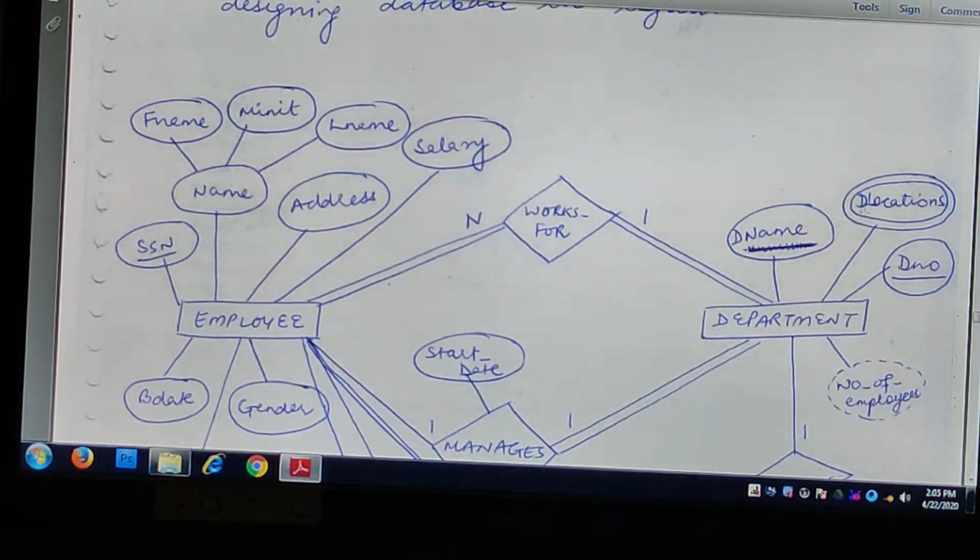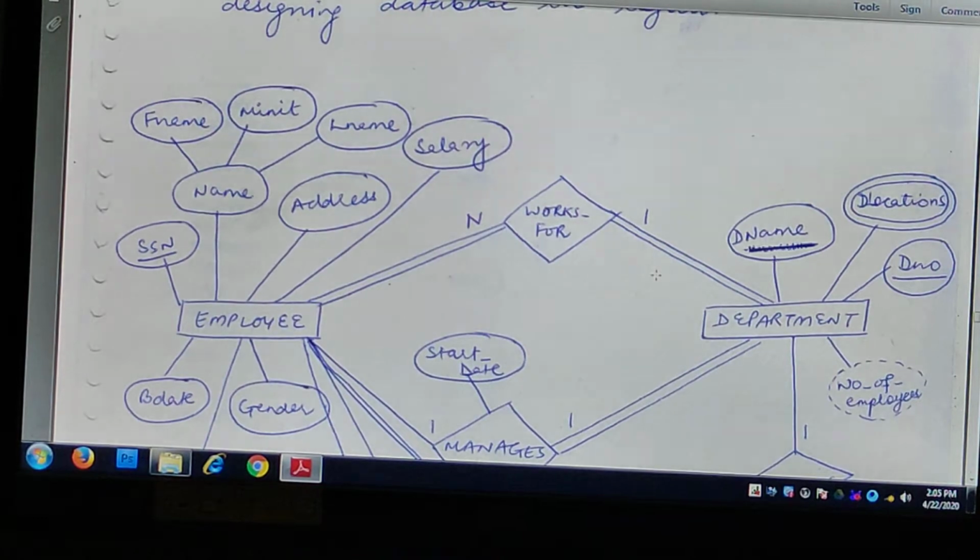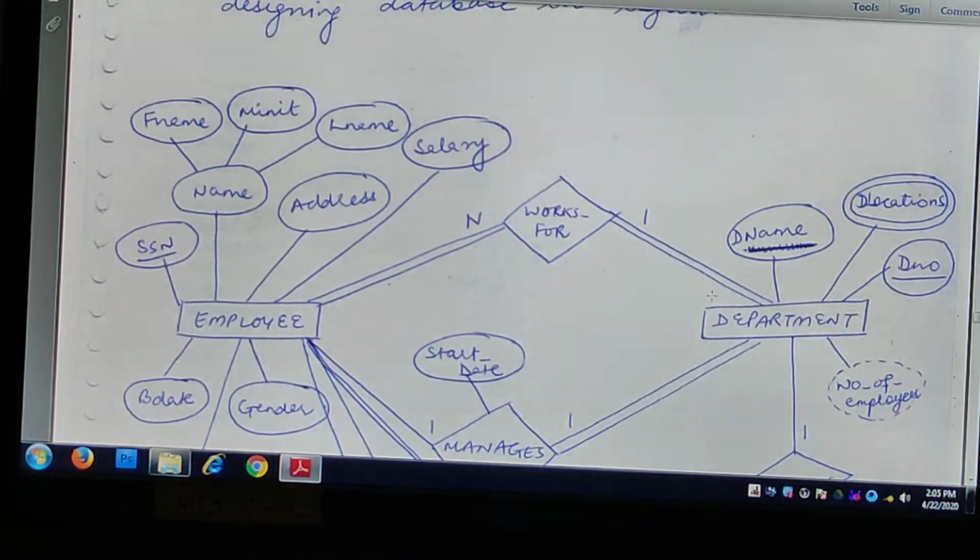Then we have D name, D location, D number and number of employees. D number is the primary key, D location is the multi-valued attribute, D name is the department name, and number of employees is the derived attribute. Then we have a relationship. These double lines denote total participation, meaning every employee is working for one department. N to 1 means multiple employees in one department, right?